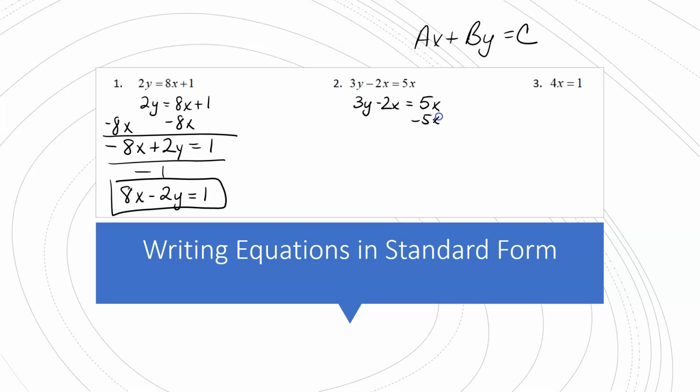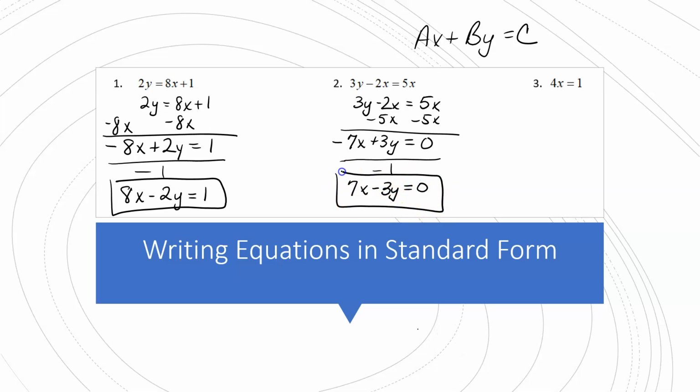I'm going to subtract 5x from both sides. So I'm going to move this over here. Negative 7x plus 3y equals 0. Again, I'm breaking that negative a rule. So I'm going to switch all the signs by dividing by negative 1. This one, even though there is no y, it is already in standard form.